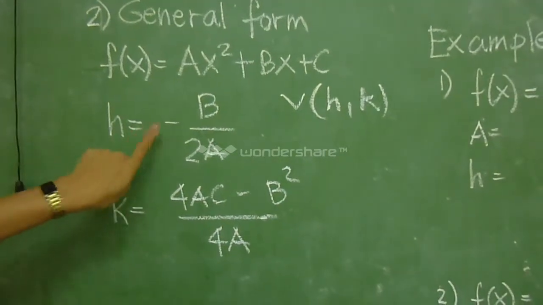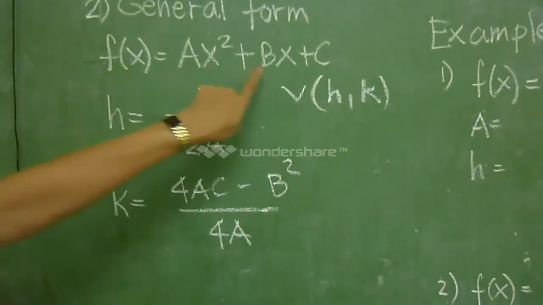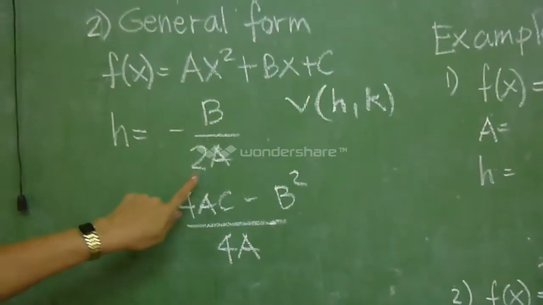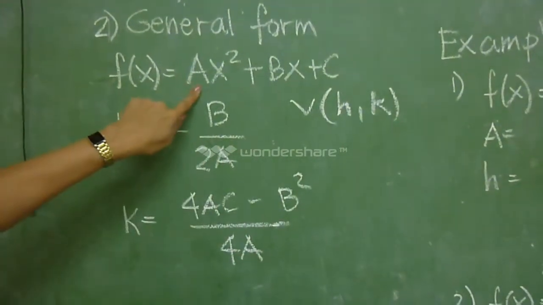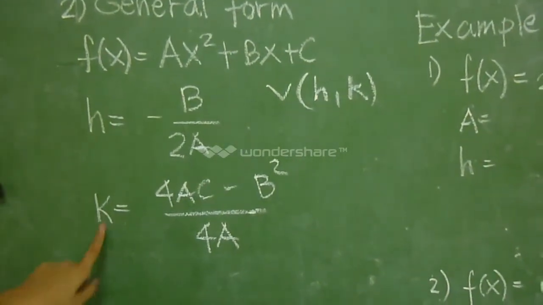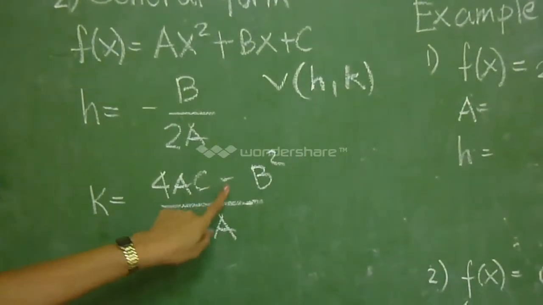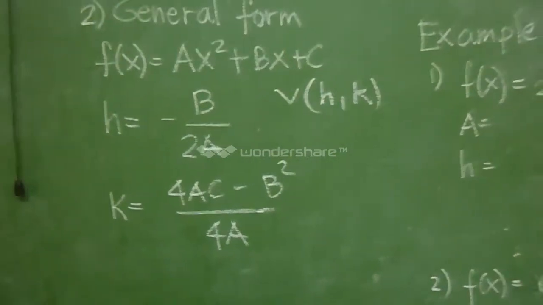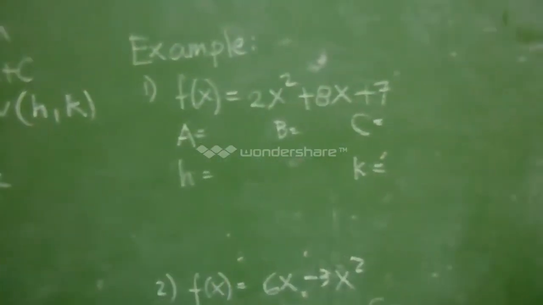Your h is equal to negative b, which is the coefficient of x, all over 2a, where your a is the coefficient of x squared. And your k naman is 4ac minus b squared all over 4a. To give you an example, let's go to example number 1.